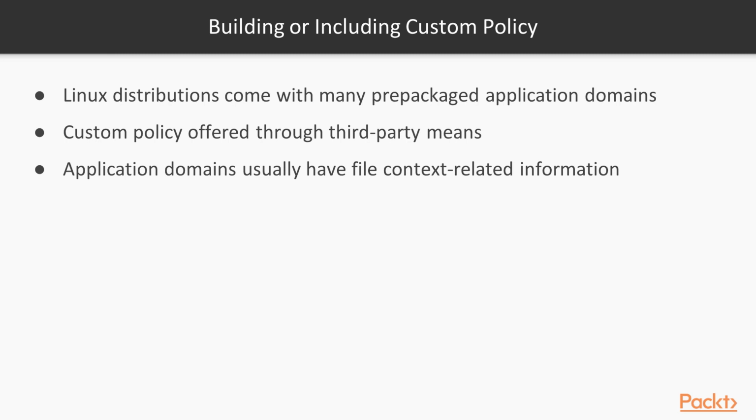By default, Linux distributions come with many pre-packaged application domains. However, we will most likely come across situations where we need to build our own application policy, or include a custom policy that is offered through third-party means. Unlike users and roles, application domains usually have the file context-related information with them.